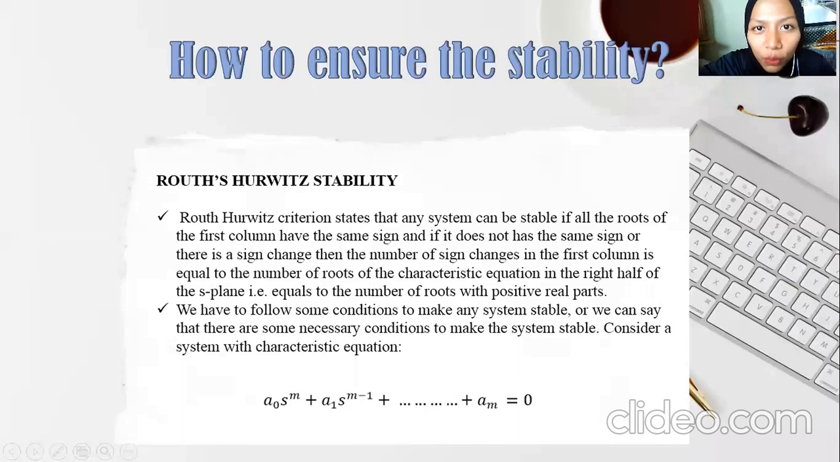Hi, Assalamualaikum. My name is Nur Hidayah binti Zulkifli. So today I want to present about how to ensure the stability. So we can ensure the stability from Routh-Hurwitz stability.